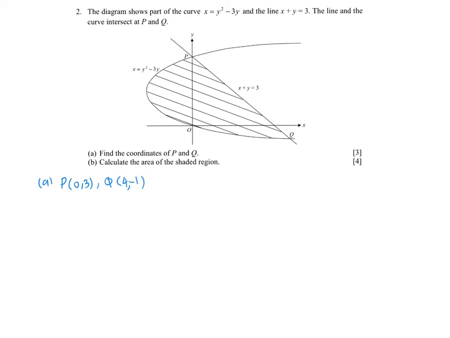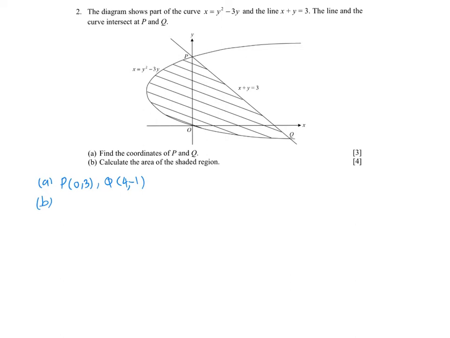In fact, some of you might even observe that P does not have to be obtained by simultaneous equations, because P is namely the y-intercept of my straight line. So this part, the workings are omitted, so let's move on to B. Okay, for B, you are required to find the area of the shaded region. So there are many different methods to find the area of the shaded region. I'm going to offer you one of the easier ways to understand.